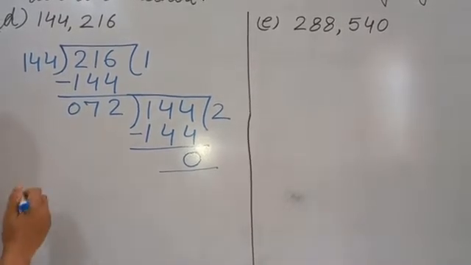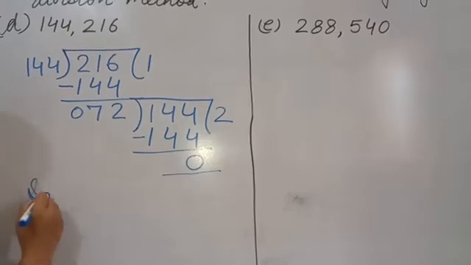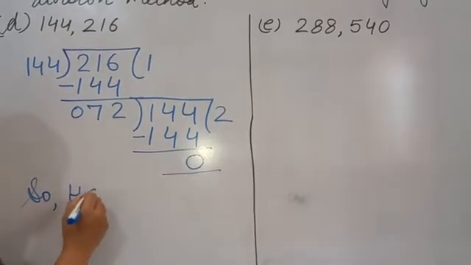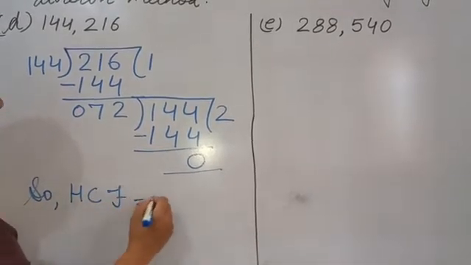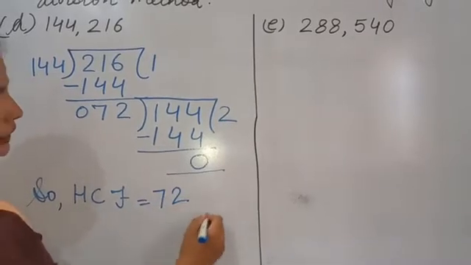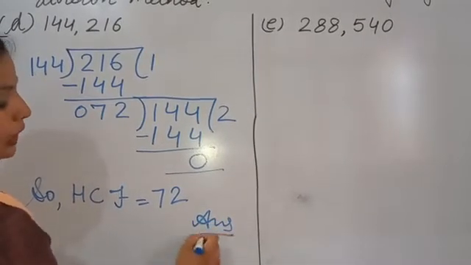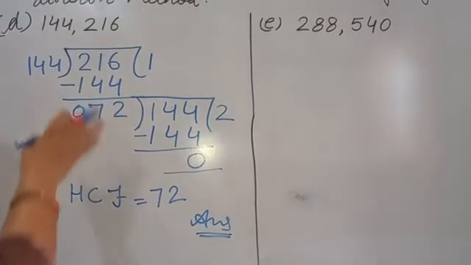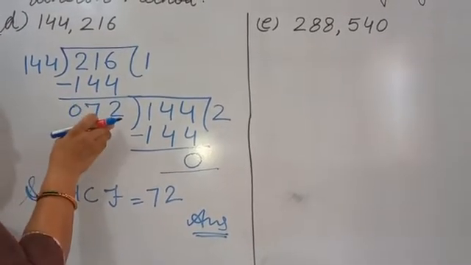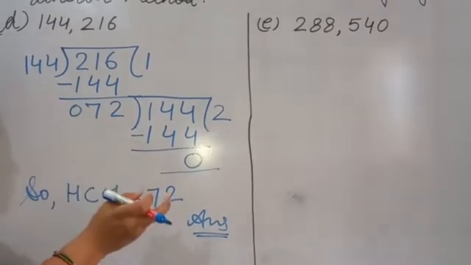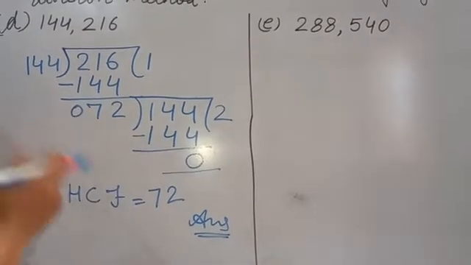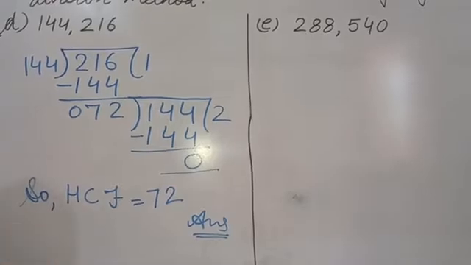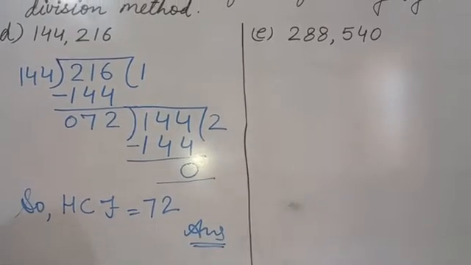Okay. So now we write here: HCF equals 72. That's your answer. So I hope you get it, and that's very easy also. You only have to divide. The divisor by which your remainder becomes 0, that will be your HCF. Okay. Now it's the E part.